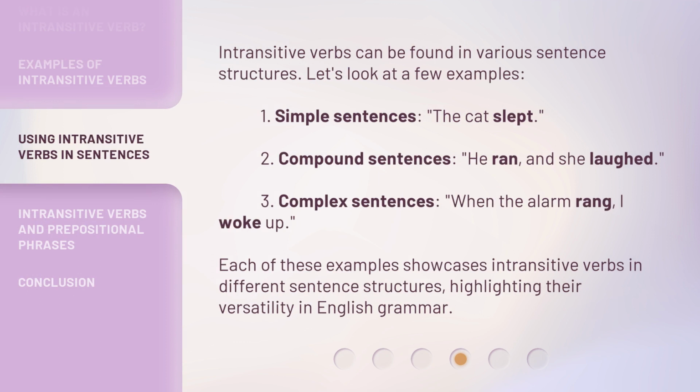Intransitive verbs can be found in various sentence structures. Let's look at a few examples. 1. Simple sentences. The cat slept. 2. Compound sentences. He ran, and she laughed. 3. Complex sentences. When the alarm rang, I woke up. Each of these examples showcases intransitive verbs in different sentence structures, highlighting their versatility in English grammar.